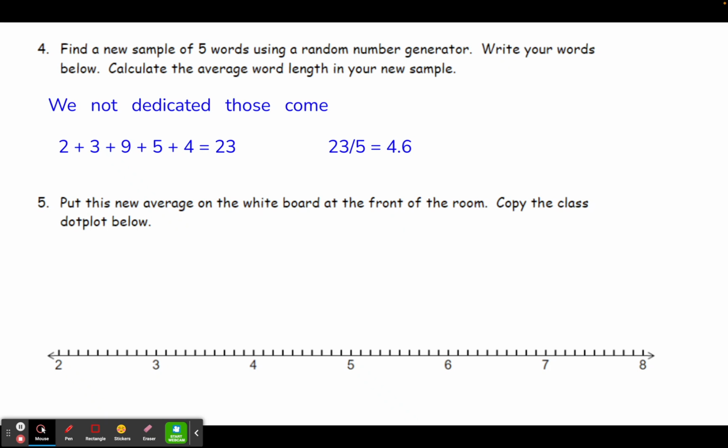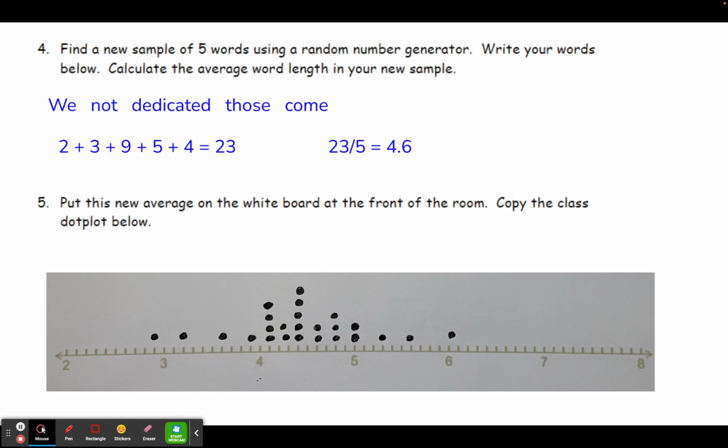Now, remember, in my first one, my average was quite a bit larger. It was 6.4. Now, when I did this with a class of 25 students, this was the dot plot that resulted. And notice we still have a couple of extreme values. Like we had one student that ended up with an average word length of 2.8 and somebody that was way up here at 6. But in general, the averages tended to be lower.